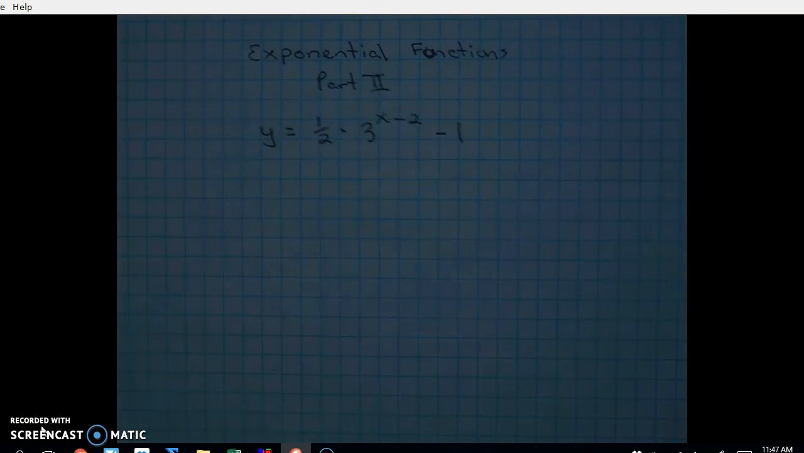Welcome back to Exponential Functions Part 2. We're going to quickly go through the parameter changes, and then we're going to talk about end behavior and whether or not the function is increasing or decreasing.